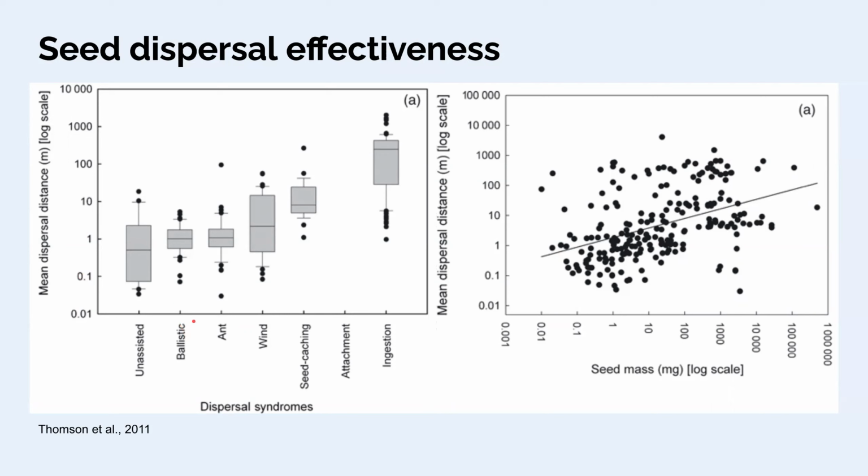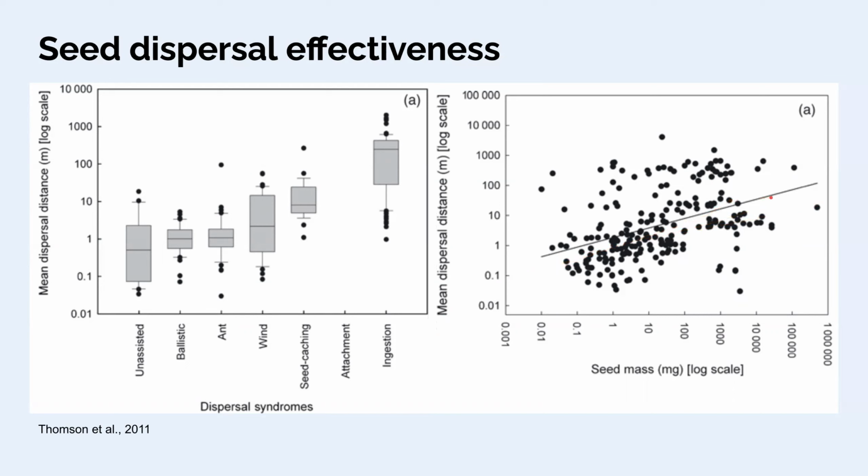Ballistic, so launching them out, ants, wind, and then it kind of goes up sort of gradually. This is a logarithmic scale, so this is a pretty substantial jump up to 100 meters, 1,000 meters here by one we haven't talked about yet, seeds being ingested by animals, so transporting inside of animals. So as you might guess, the ones that take advantage of vectors that move them farther are going to get farther.